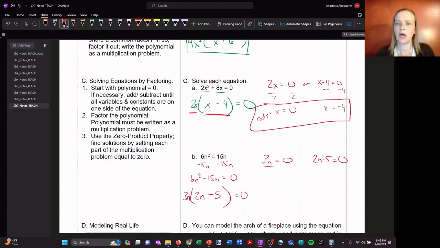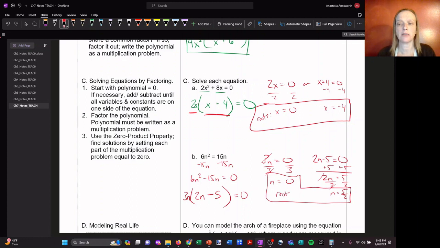Solving for n, I can divide both sides here by 3, and I get that n equals 0. Here I can add 5 to both sides of the equation, and I get 2n equals 5. And then I divide both sides by 2, and I get n equals 5 halves. And so those are the roots to my equation, n equals 0 and n equals 5 halves.